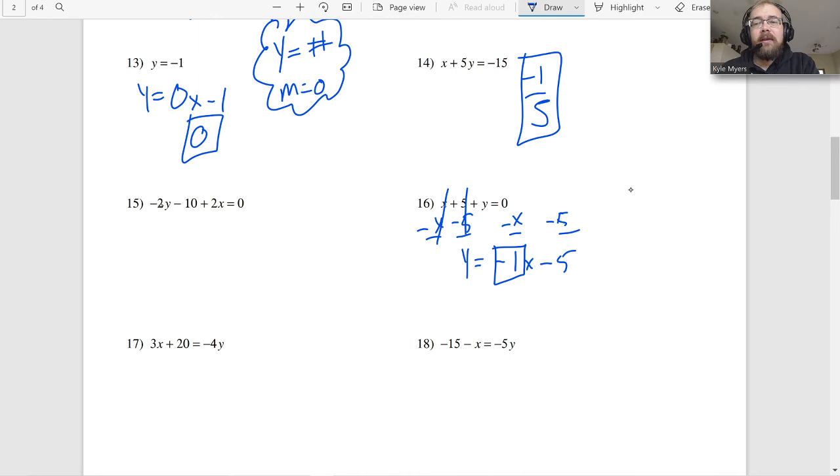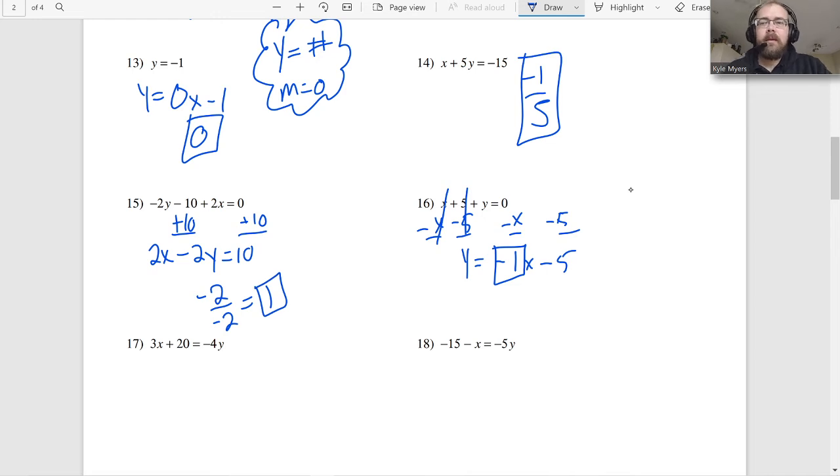This, number 15, is almost in standard form. I just add 10 to both sides. And then move the 2x over here, and now it's in standard form. That was a little bit less work, and then we can use the formula. Negative a over b. Slope is 1. So that's one way to do it, right?